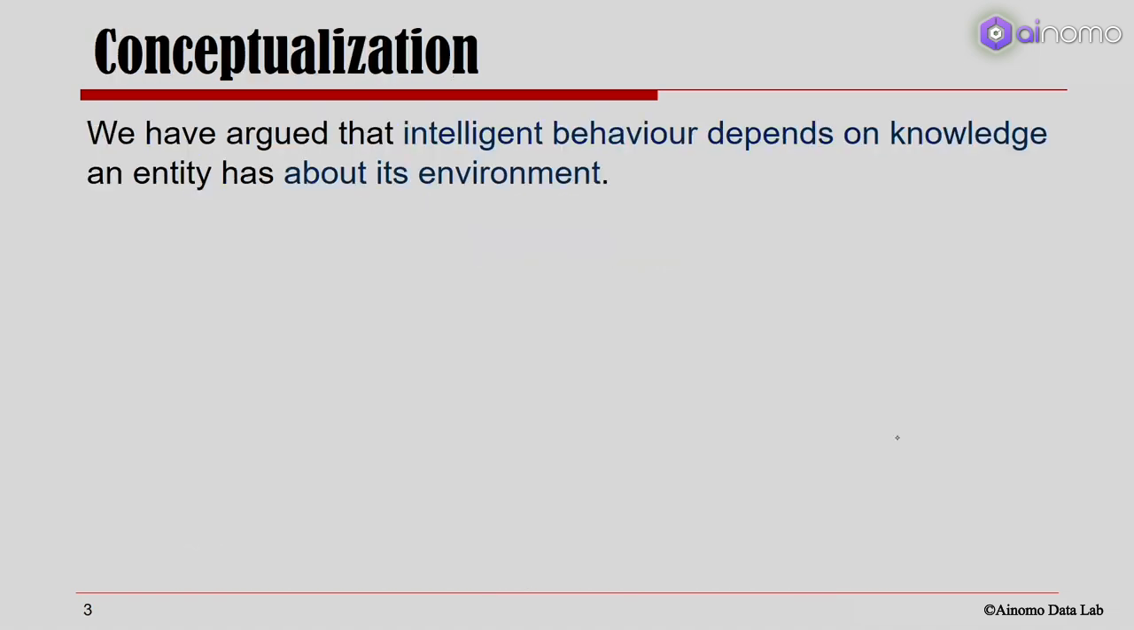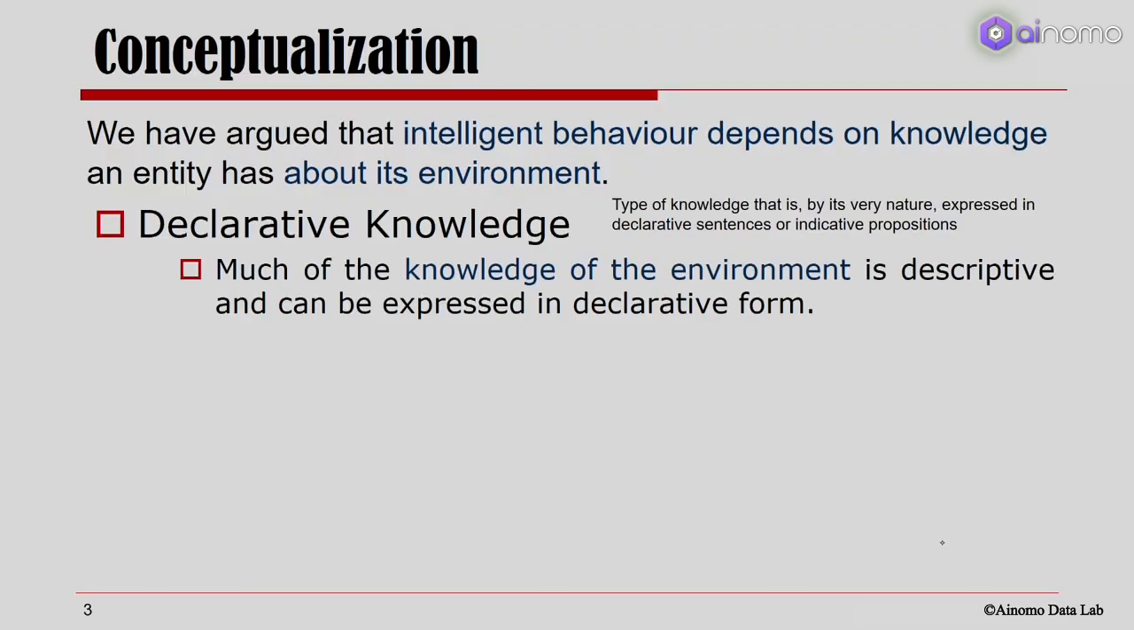We have argued that intelligent behavior depends on the knowledge that an entity has about its environment. It is important to realize that this knowledge is declarative, that is, it is by its very nature expressed in declarative sentences or indicative propositions. Much of the knowledge of the environment is descriptive and can be expressed in declarative form.